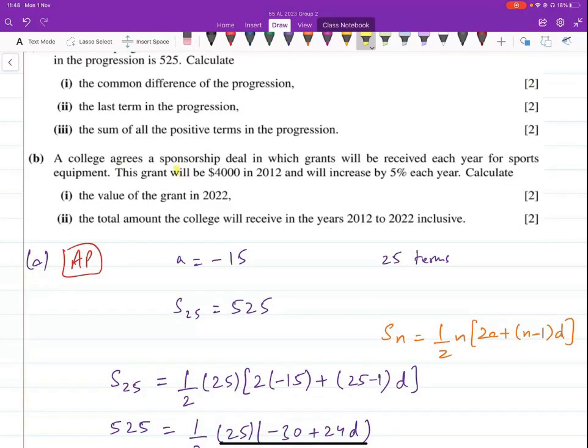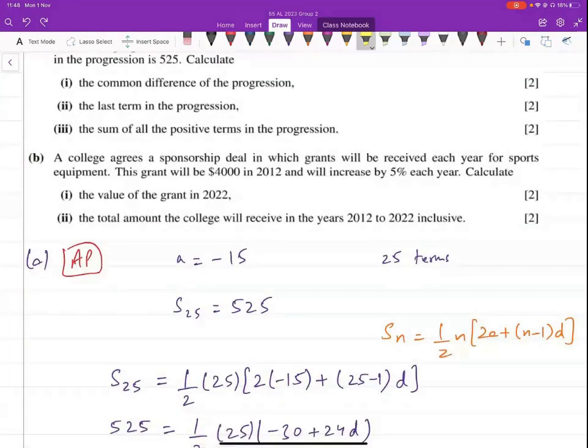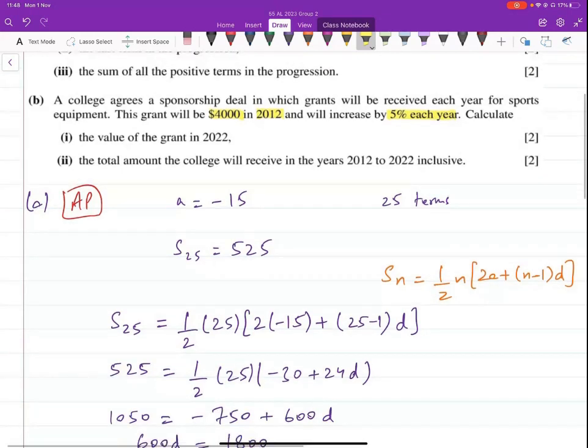A college agrees to a sponsorship deal in which grants will be received each year for sports equipment. The grant will be $4,000 in 2012 and will increase by 5% each year. What type of a sequence is that? It's a GP with ratio 1.05. Right? So it's going to increase by 5%. Ratio 1.05. The first term is 4,000.